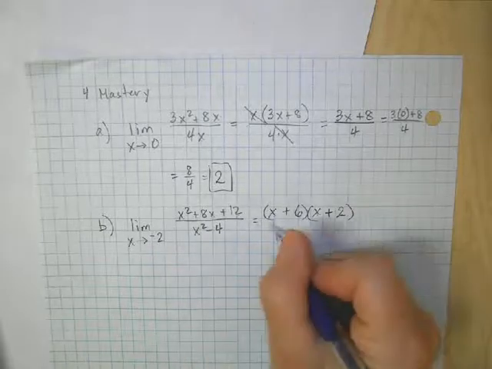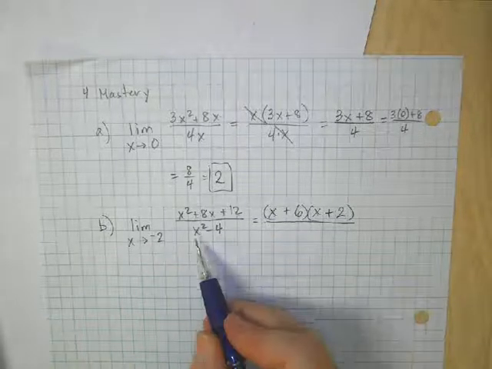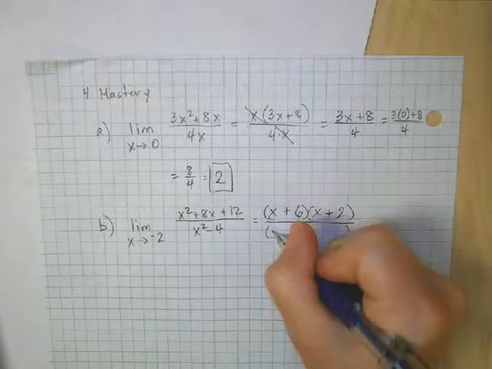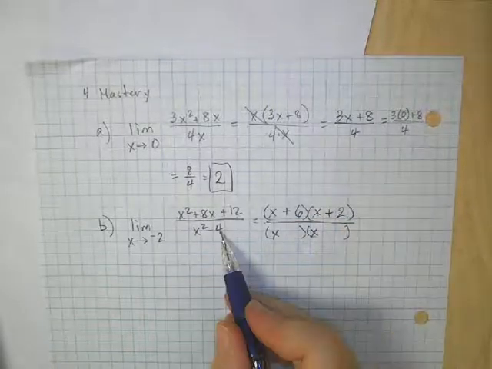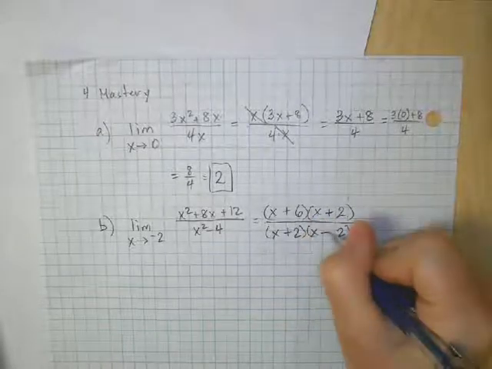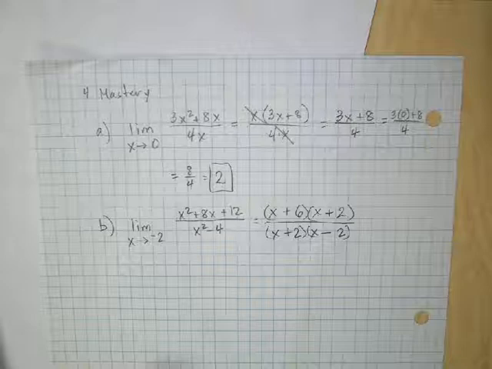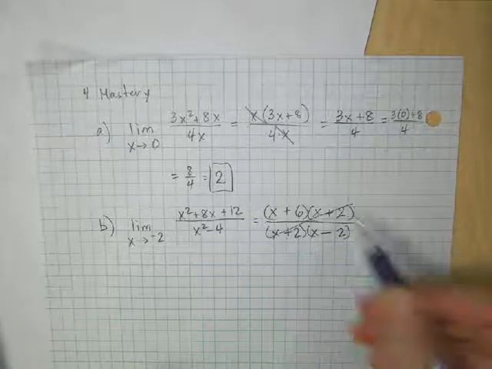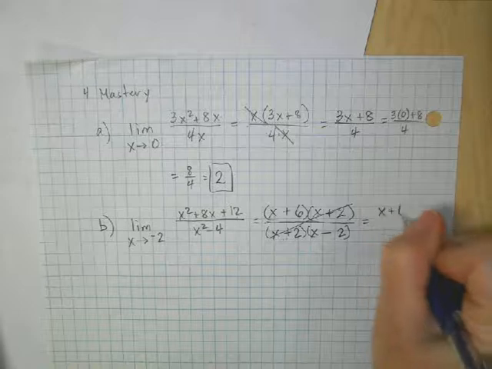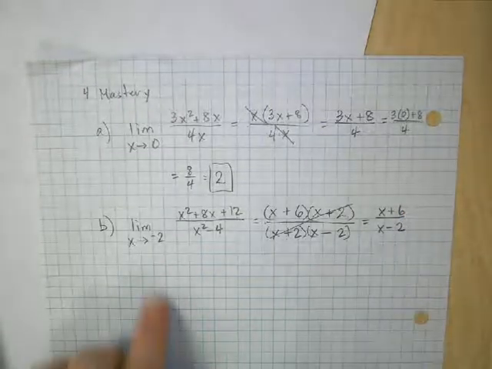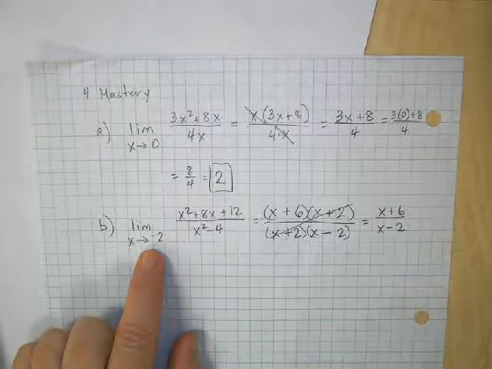Okay, the bottom is a difference of squares. X squared minus 4. Again, I'm going to have an x times an x. In order to get a negative 4, I'm going to have a 2 and a 2. One of them has to be positive, one of them has to be negative. And then I can see my x plus 2's reduced to 1, and I'm left with x plus 6 over x minus 2. And now I can plug in my negative 2.